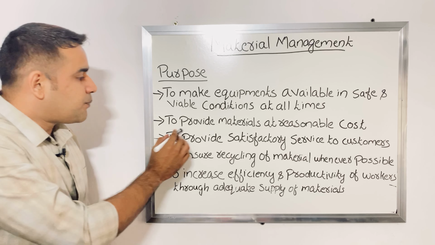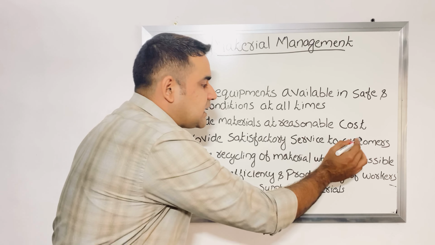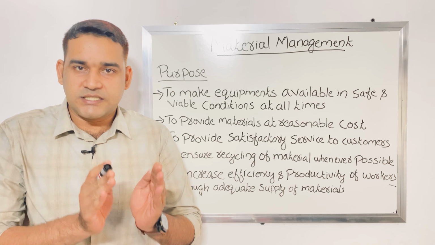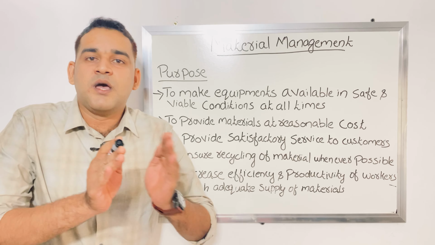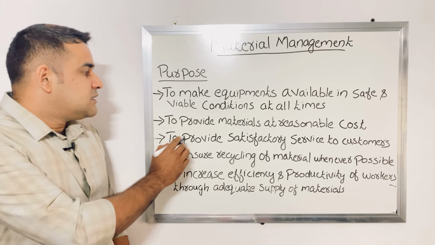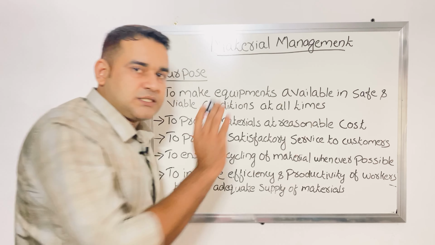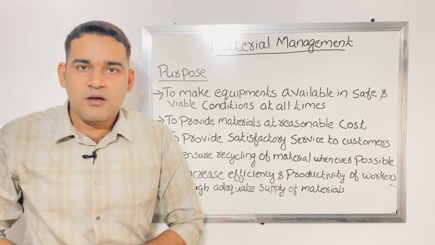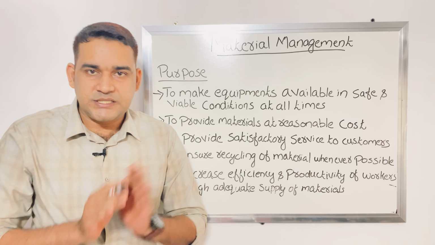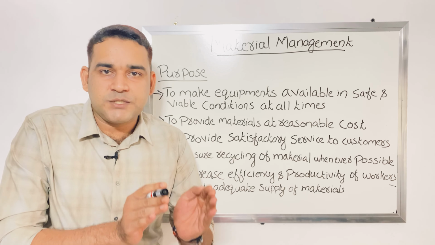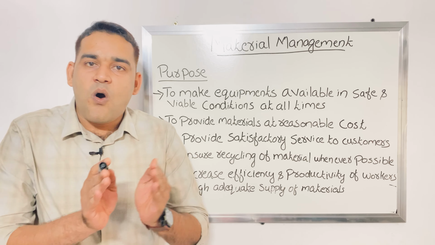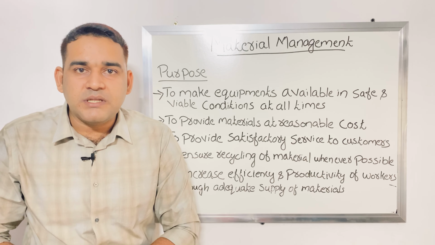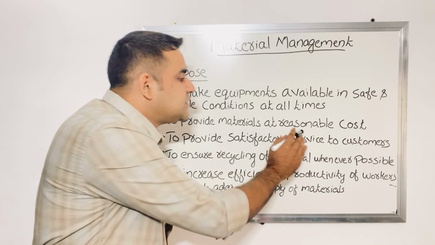The third purpose is to provide satisfactory service to customers. In any organization, the important person is the customer. In the hospital, it is the patient. To provide satisfactory service to customers, the material must be available at all times. For example, oxygen is required for a patient. With proper material management, we will have proper oxygen supply in that hospital, and the availability of the ventilator will be there to provide satisfactory service to the customer.